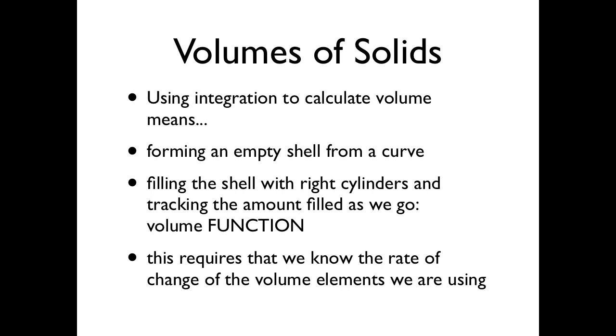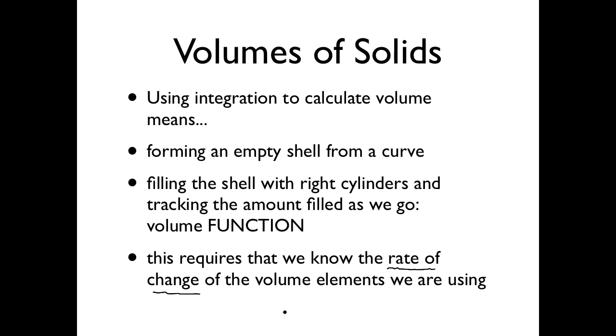If we're making a volume function, this requires that we know what? The key thing is that we know the rate of change of the volume elements we're using. So what are the right cylinders that we're using, and what's the rate of change of the volume of that right cylinder according to how it's increasing?